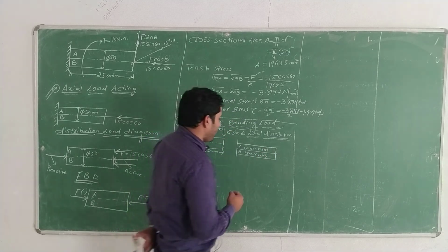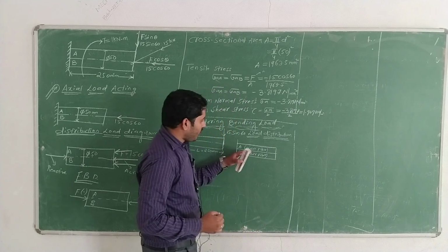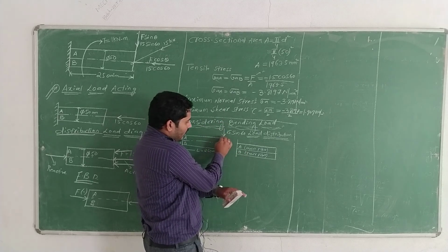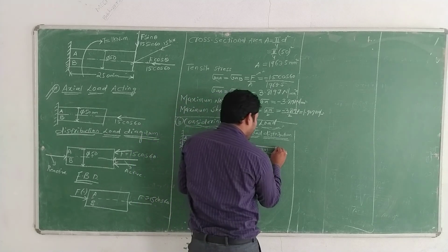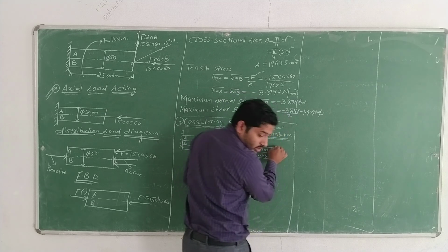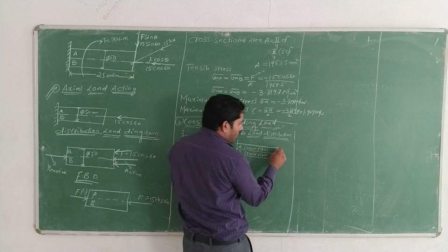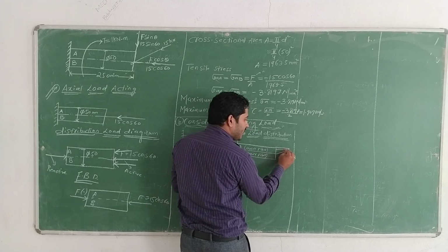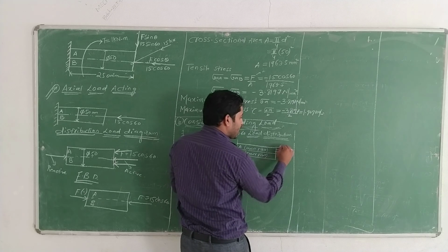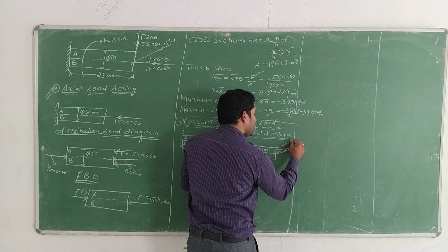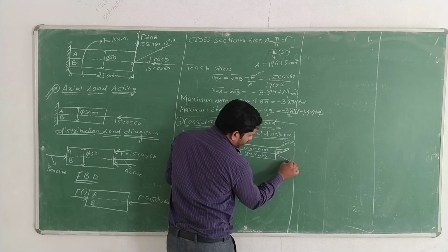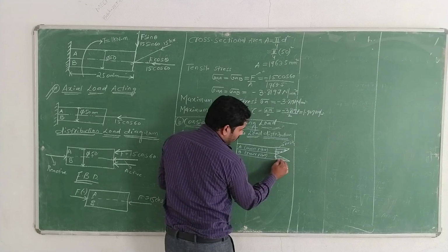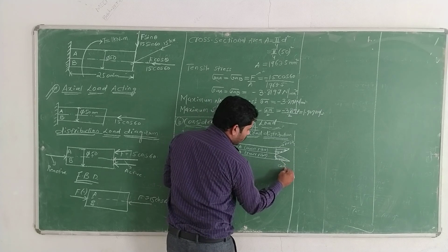Again, what am I doing here? We applied the bending load at the free end. We are applying the bending load on this specimen. If you apply the bending load, what will happen here? In the upper portion, tensile stress is acting. Below this component, compressive load is acting.